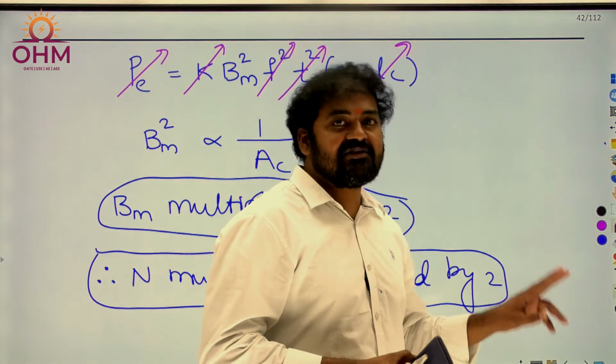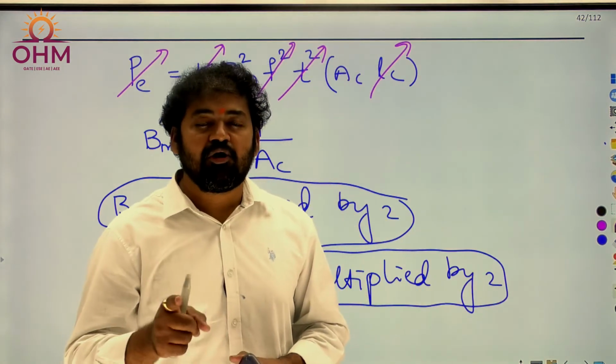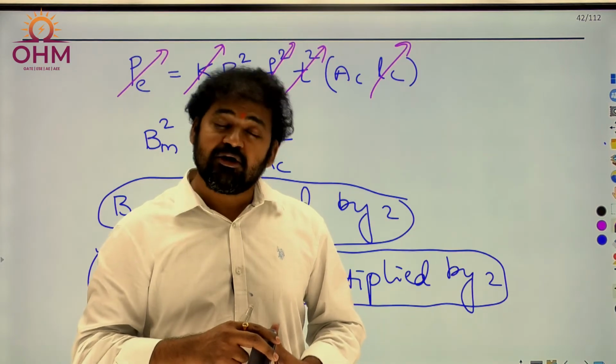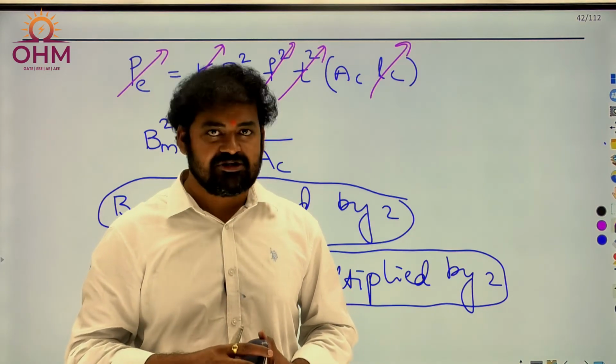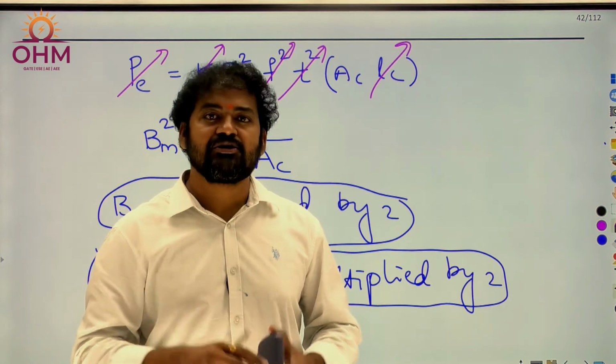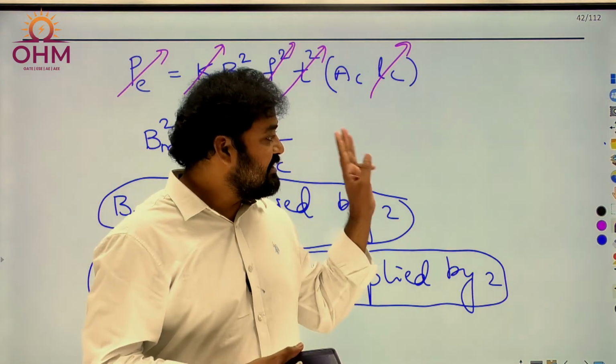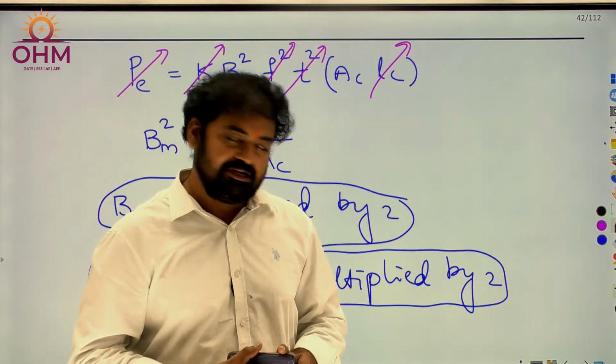Therefore, the answer for this question is the number of turns must be doubled, multiplied by 2. Then only the no load current remains constant. It's quite a difficult model because we are analyzing 3 important factors.